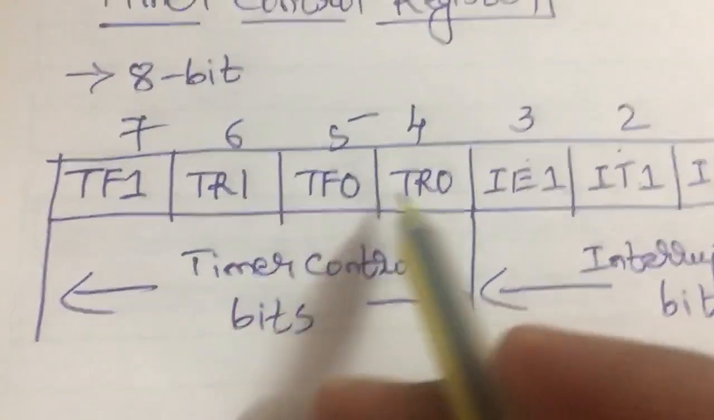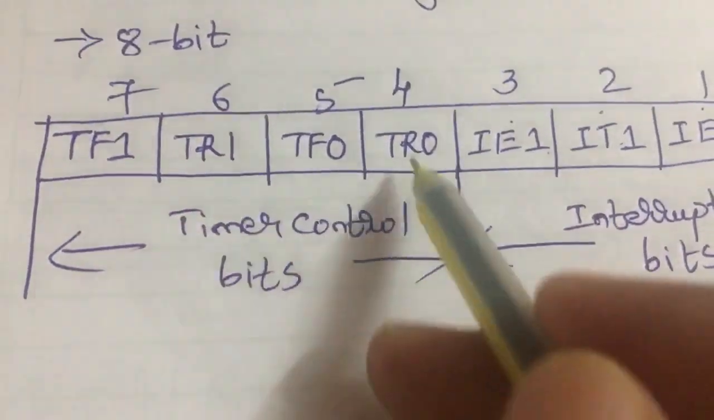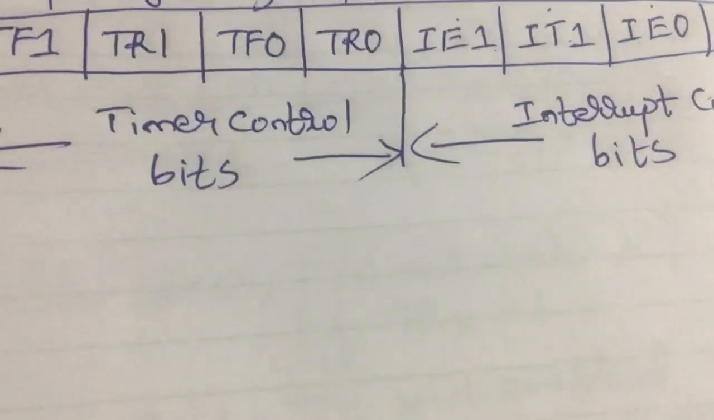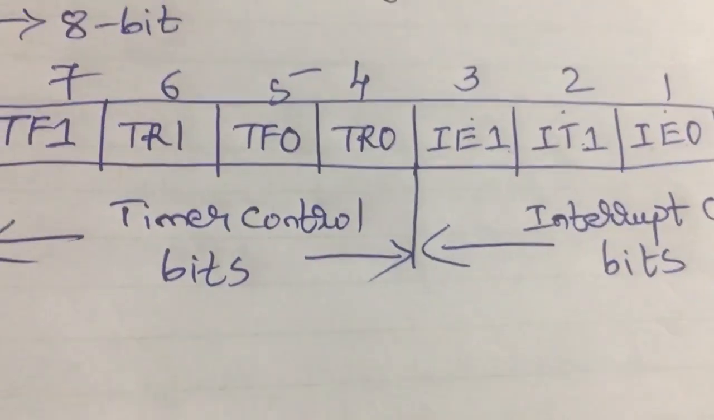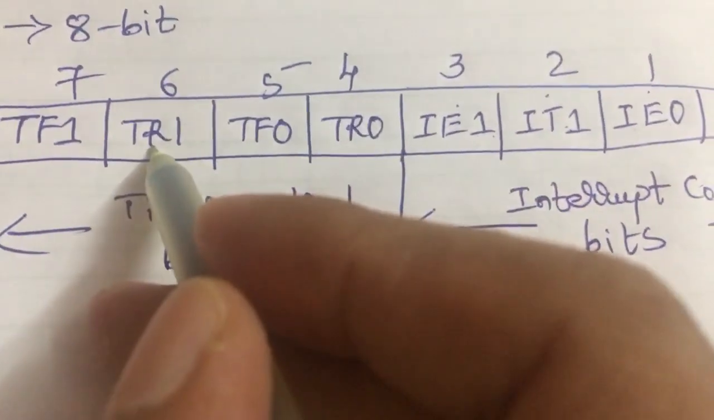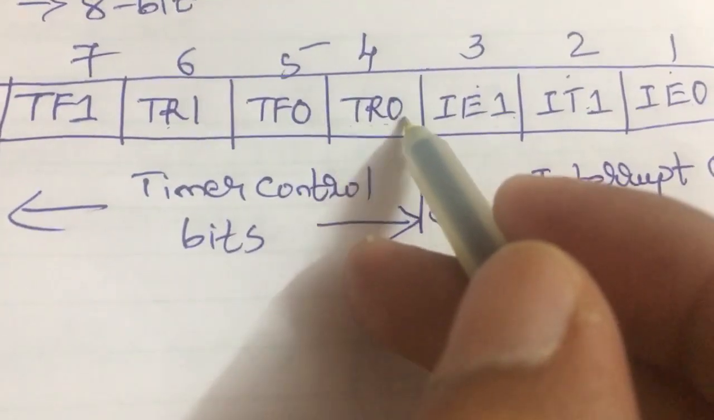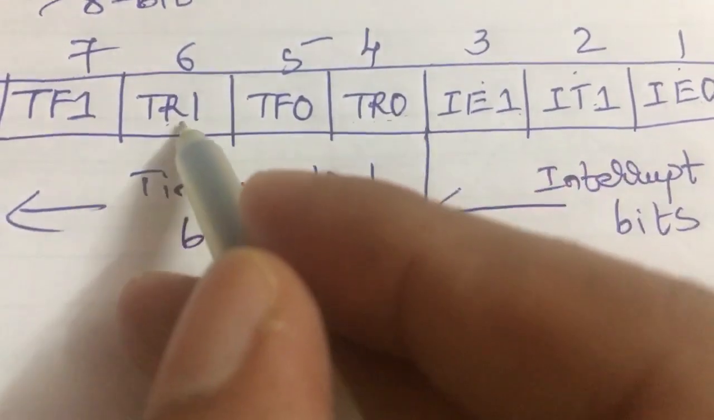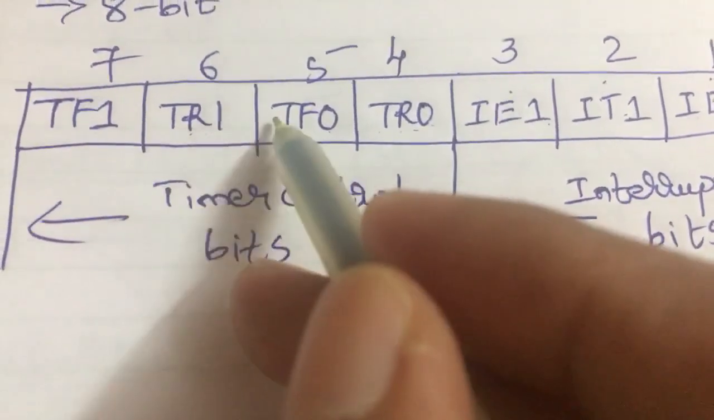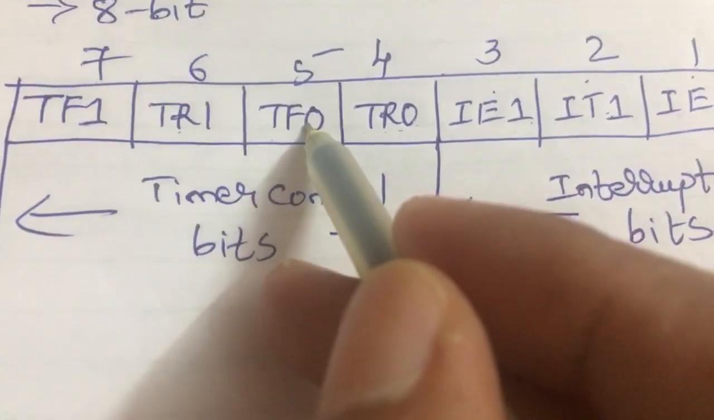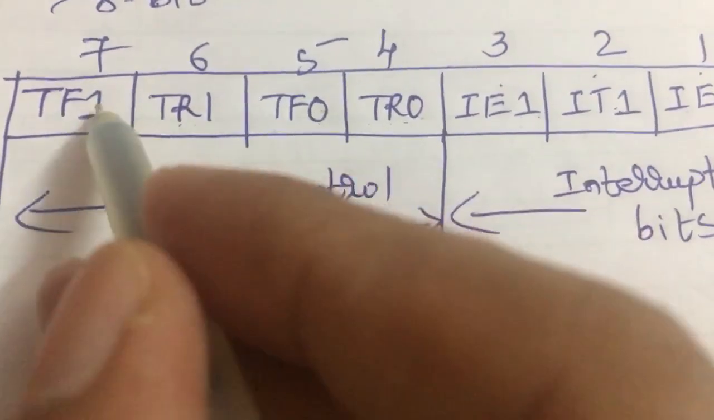Okay, now the 4th bit, 5th bit, 6th bit, 7th bit. These 4 bits are used to control the timer. So TR0, TR1. As you know the meaning of TR, timer run: 0 stands for timer 0, and timer run 1, 1 stands for timer 1. TF0, TF1 are the timer overflow bits. 0 stands for timer 0, 1 stands for timer 1.